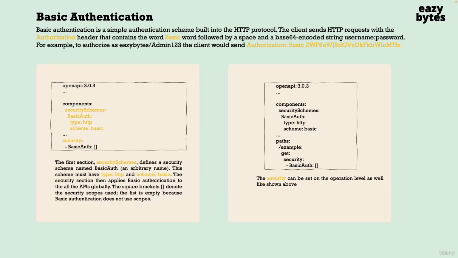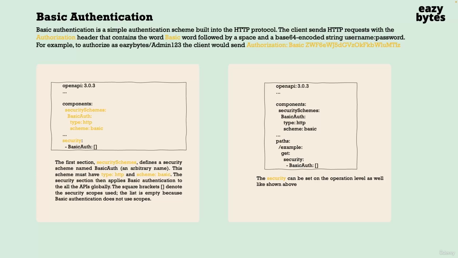And using the root security object, we can mention the security schema, and whenever we do that, the security will be applicable for all your APIs inside your OpenAPI specification. But if you don't want that, and if you want to define it only at operation level, you can define this security keyword inside your operation object as well. The same you can see in the right hand side example. So under the path example, which is supporting HTTP GET, I have defined my security keyword along with the security scheme, which is basic auth.